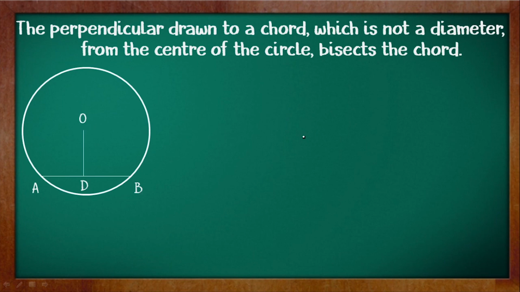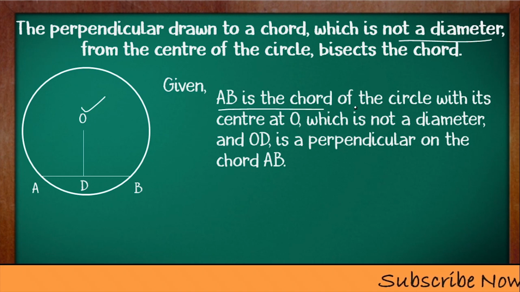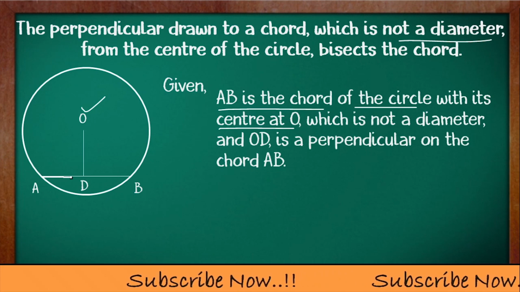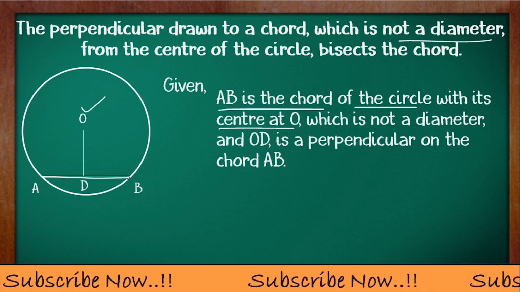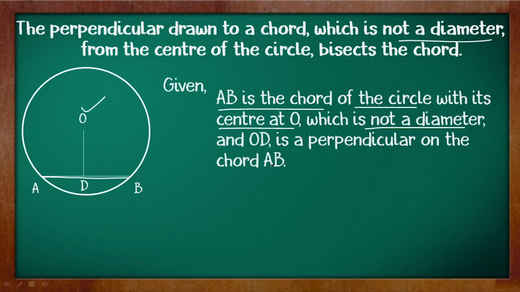So let us see the diagram. So this is the perpendicular drawn from the center of the circle. O is the center of the circle, OD is the perpendicular, and AB is the chord. And AB does not pass through the center of the circle, that is O, that means it is not a diameter. So in given, we'll write AB is the chord of a circle with the center at O, and which is not a diameter. This AB is just a chord which is not a diameter.